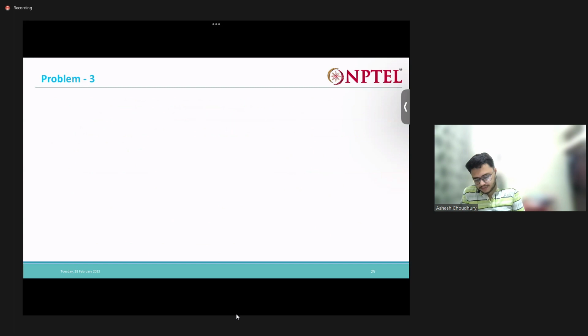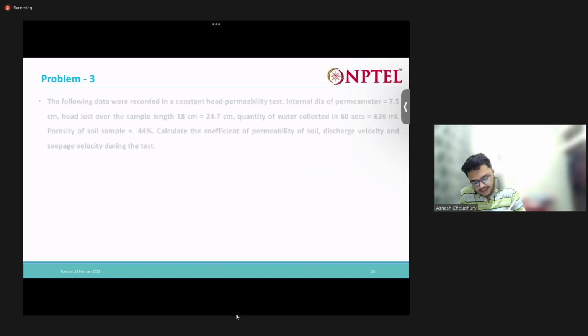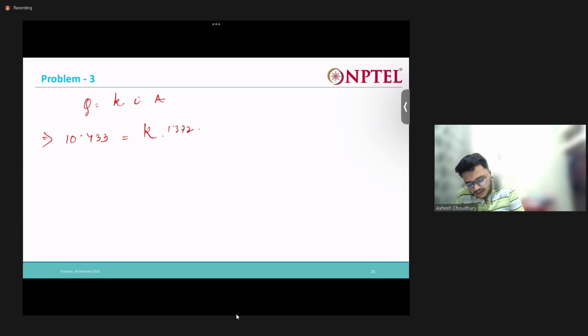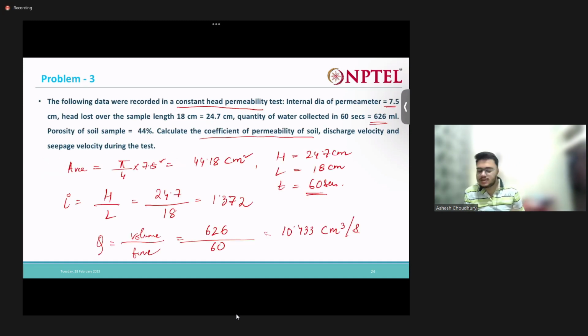Now I know that Q is equal to KIA. So this Q I found out as 10.433. K I need to determine. What is my I? I already found out as 1.372. And what is my area? I also found out 4.18. So from here I can find out my coefficient of permeability or hydraulic conductivity as 0.172 centimeter per second. Okay, so this coefficient of permeability I have determined.